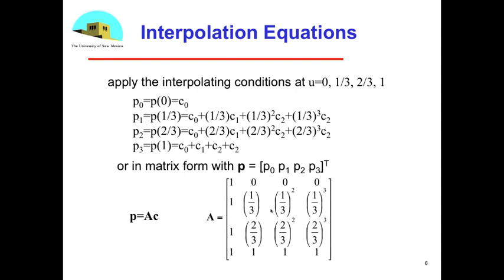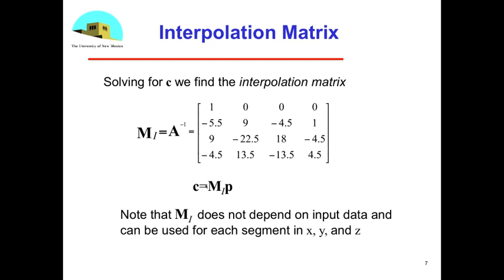And here's the inverse matrix, because what I really want is the C's in terms of the P's. And here's the solution. Here's the inverse of that 4 by 4. And now I know the C's are given by this matrix times P. And we call it M sub I, the interpolating matrix, because it's totally determined by the fact that I'm doing interpolation on the data points, and M doesn't depend on the data point.